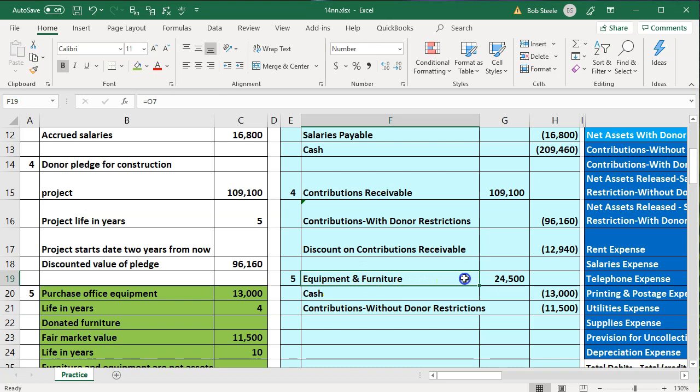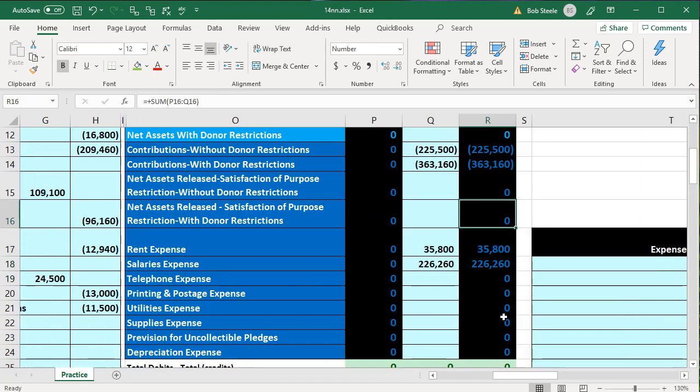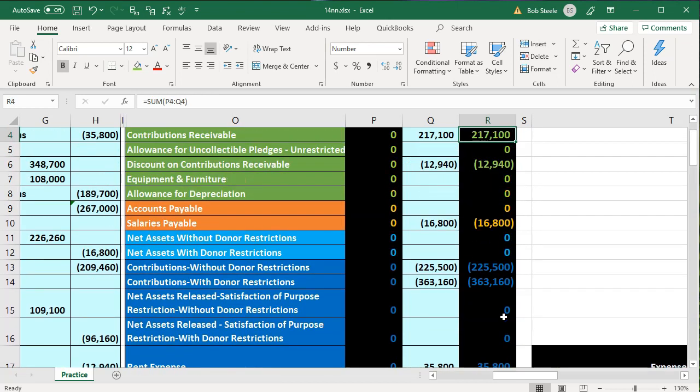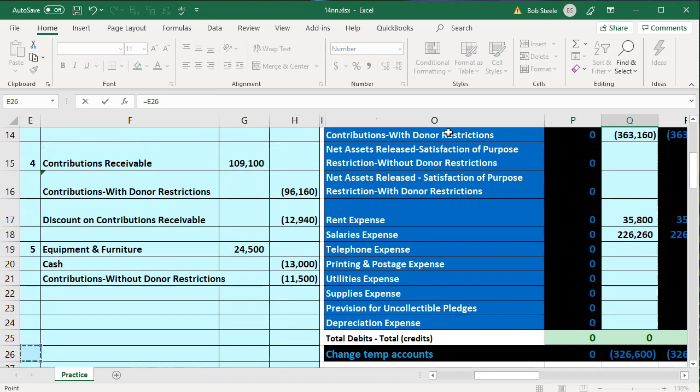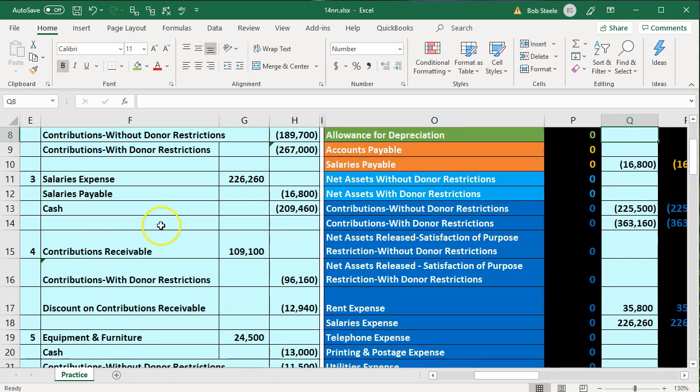All right, so let's post this out here. We've got the equipment and furniture. Let's go and find that one. That'll be good times. We're going to scroll back up top. We find the equipment and furniture. We want to be in cell Q7. Within Q7, we're going to say equals and then scroll back over and then scroll back down. And we're picking up that $24,500. So there is that.